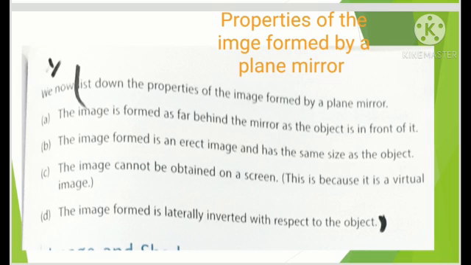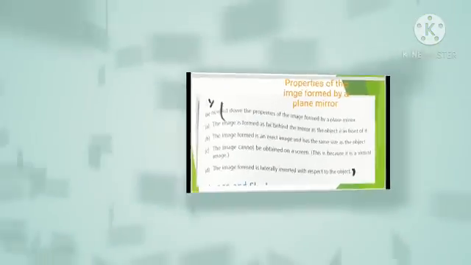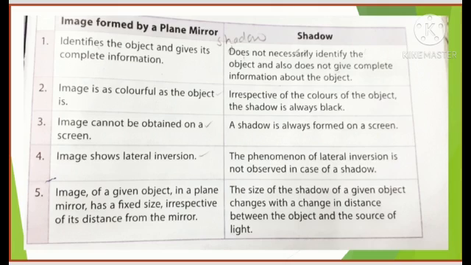And the last characteristic, the image formed is laterally inverted with respect to you. These are four characteristics of the images formed by the plane mirror. Now we are going to discuss the difference between an image formed by the plane mirror and a shadow formed by an object. Text will be read later.